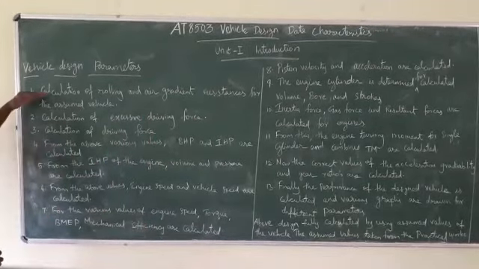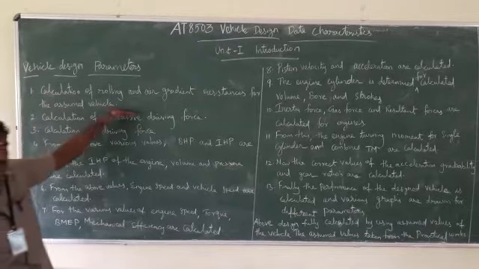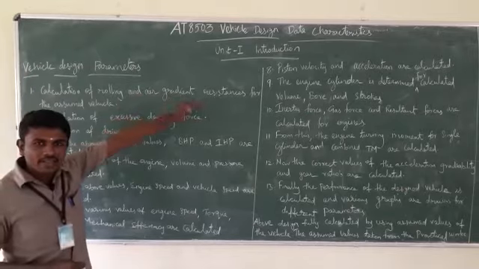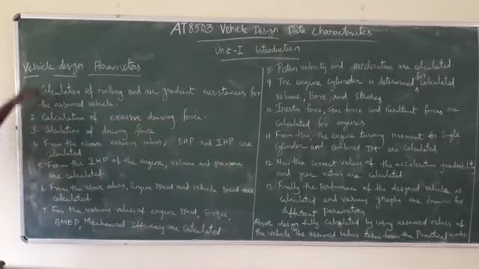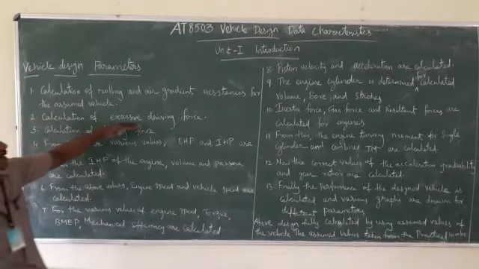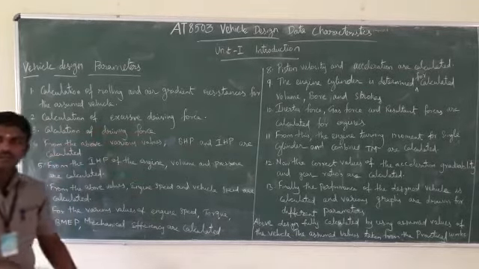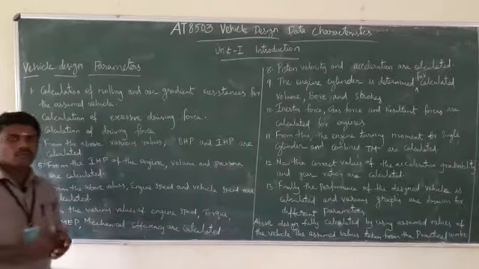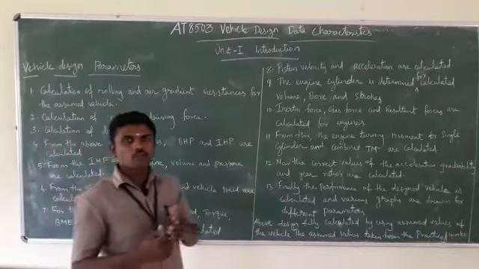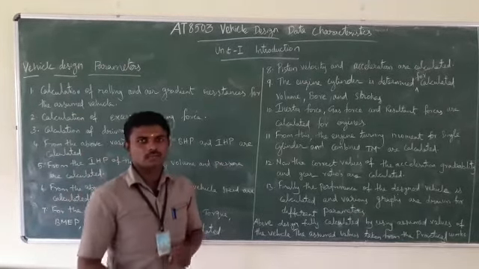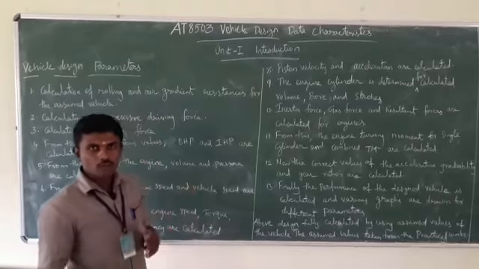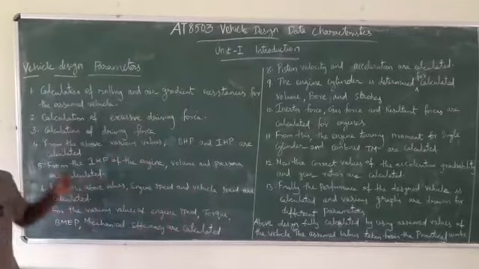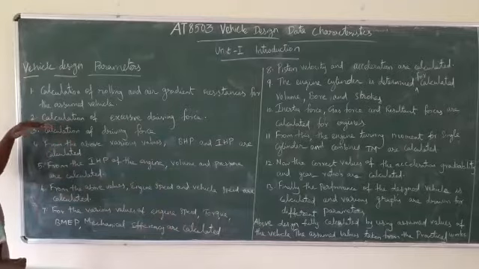Then after finding the value of rolling resistance as well as air gradient resistance, we need to go for the second parameter. What is the parameter? Calculation of the excessive driving force. How much amount of driving force do we need additionally? That calculation we need to do.